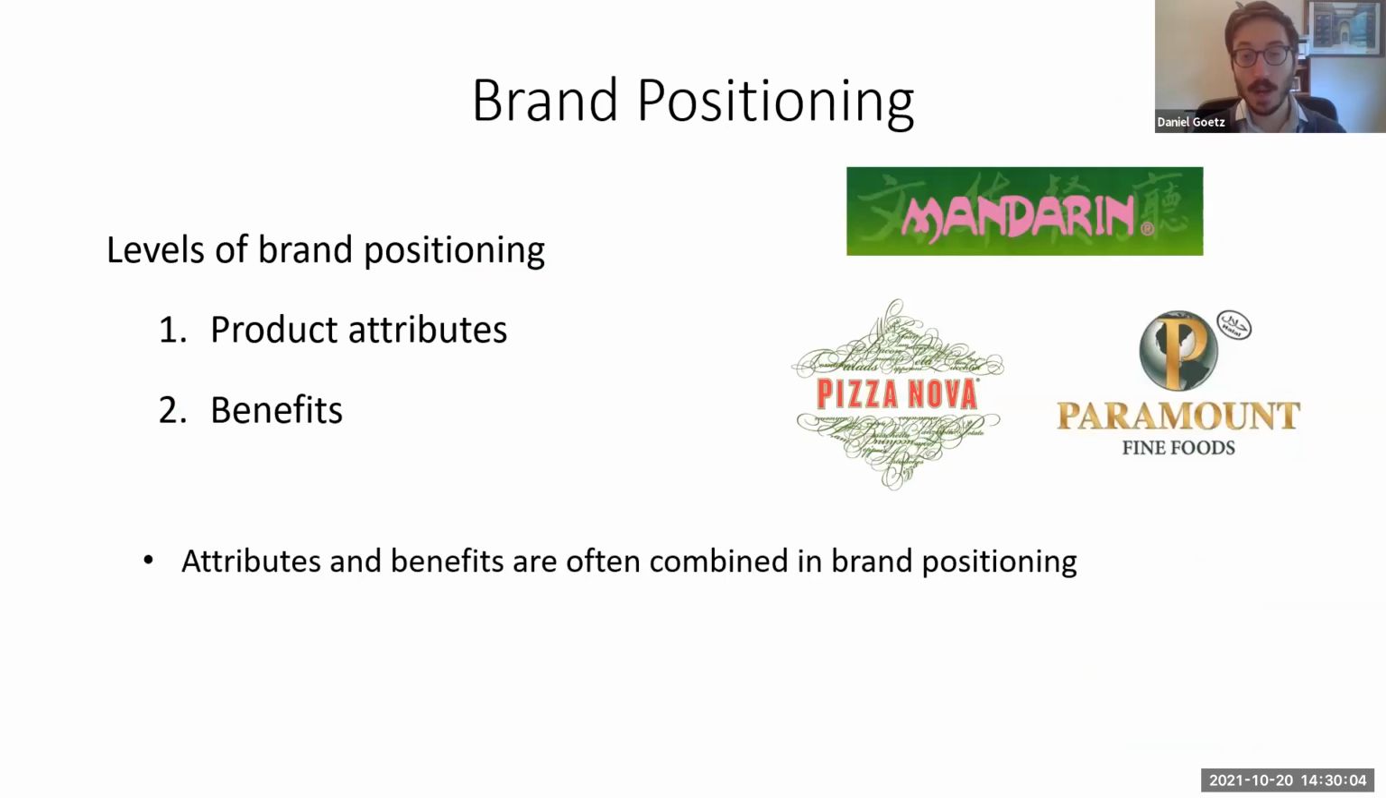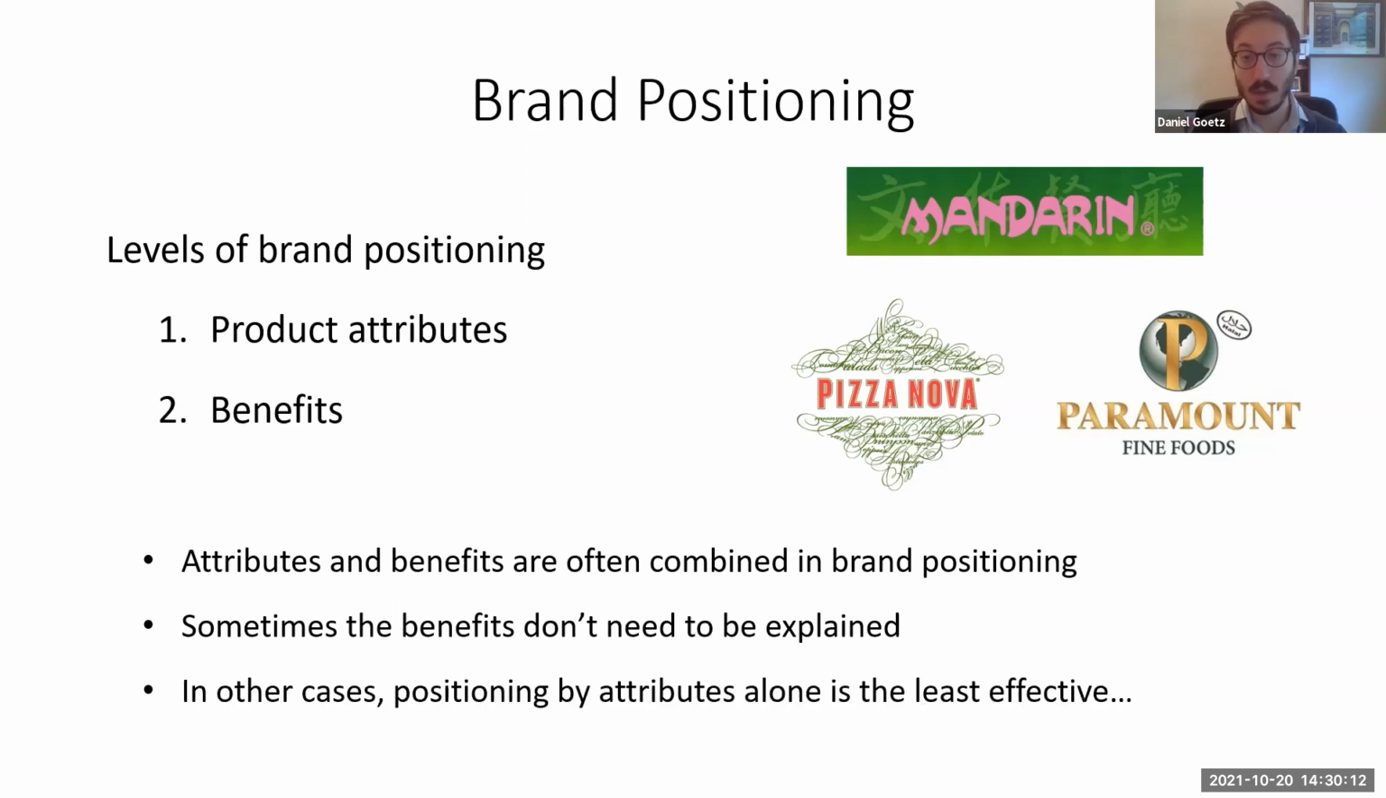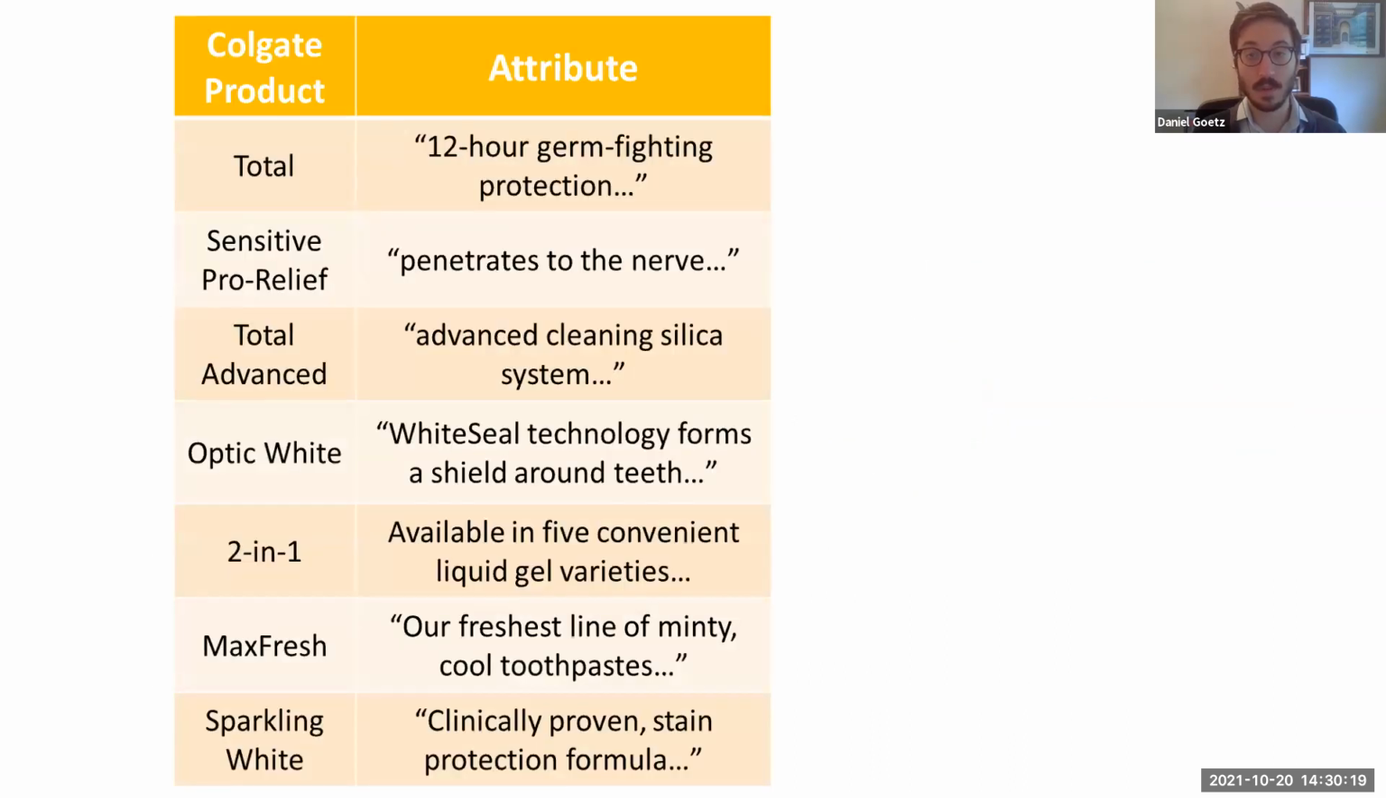So often we combine attributes and benefits when we're positioning our brand. Sometimes the benefits don't need to be explained, like with food. In other cases, positioning by attributes is very ineffective. So here's an example of that. Here we have different Colgate products, so toothpastes, and we have the different attributes of those products.